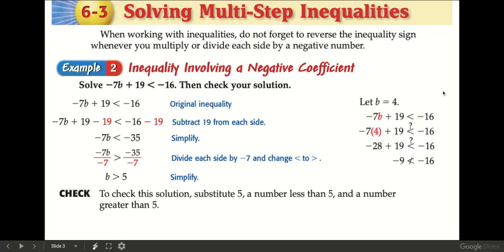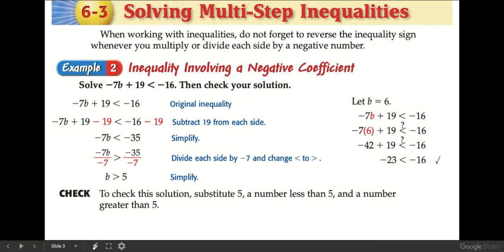What happens if we say, hey, let's let b equal 4, right? A number less than 5. Well, if we substitute that in, negative 7 times 4 is negative 28. Negative 28 plus 19 is negative 9. Is negative 9 less than negative 16? No, it's not. So that one doesn't work either.